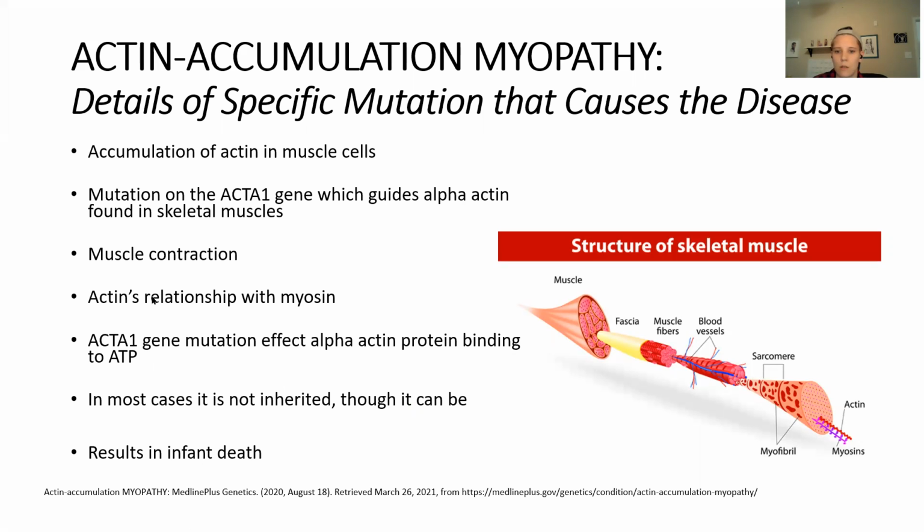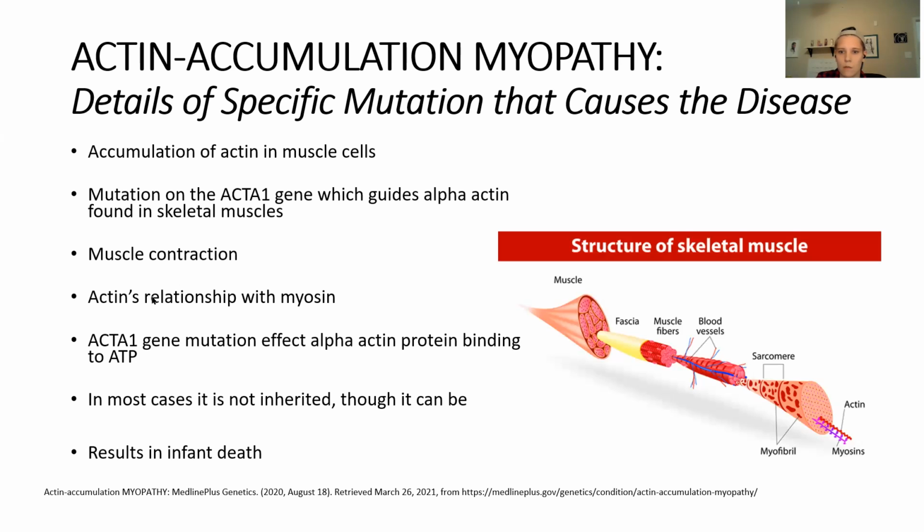The ACTA1 gene mutation affects the way the skeletal alpha actin protein binds to ATP, which is what supplies energy to the cells. So dysfunctional actin ATP binding can result in thin filament formation, impairing muscle contraction, which leads to muscle weakness. It is also possible to have this disorder without this gene mutation, in which case the cause is unknown.